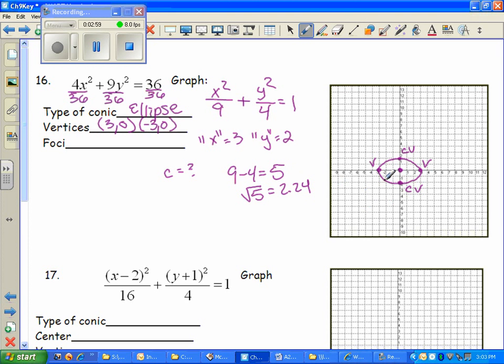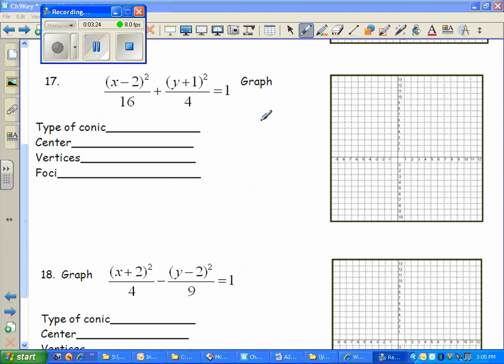2.24. And it depends on where your vertices are. You're going to move on the same axis as your vertices. So I need to move 2.24 to the right and 2.24 to the left for my foci on that one. And so I am at 2.24, 0 and -2.24, 0 for the foci.